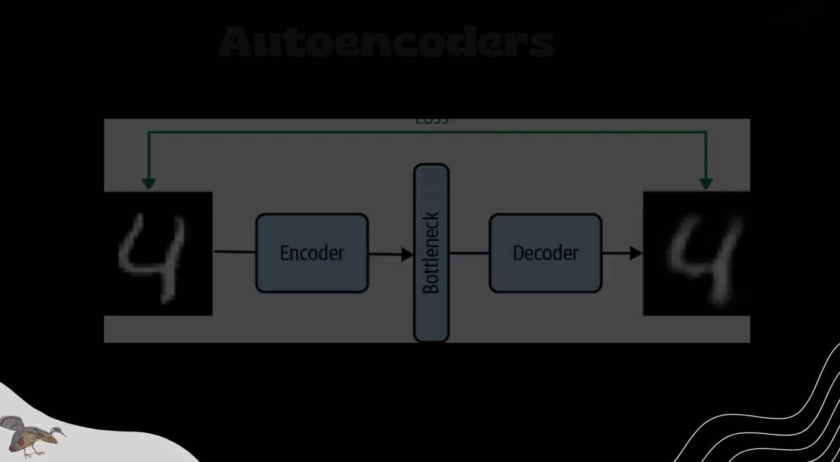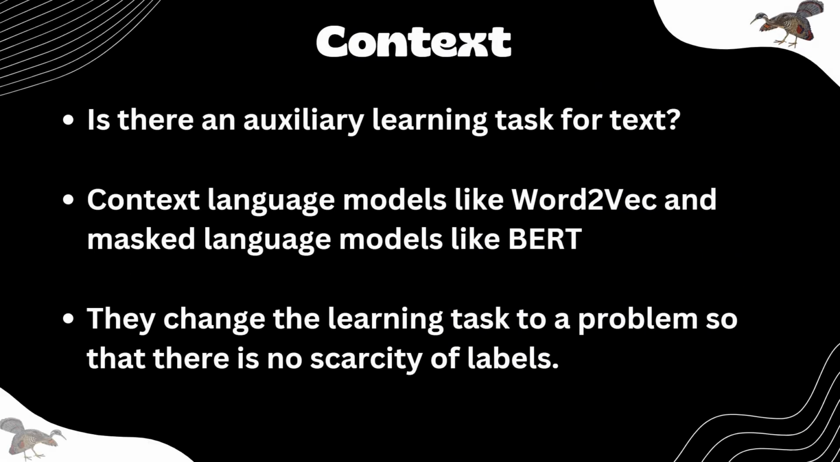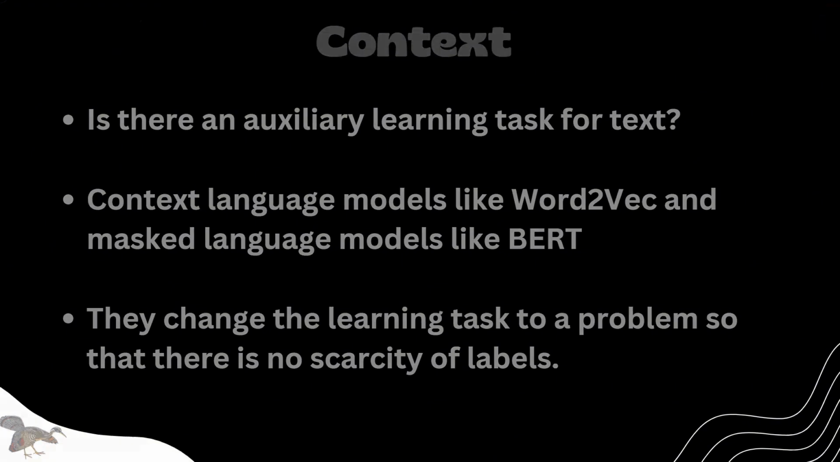But does this work for text? The answer is yes. Models like Word2Vec and BERT are good examples for that. Both take text as input and output a vector representation of the text, which can be used for other tasks like text classification. I won't go into the details of Word2Vec or BERT here, but the goal and methodology are similar. And that wraps up today's design pattern.